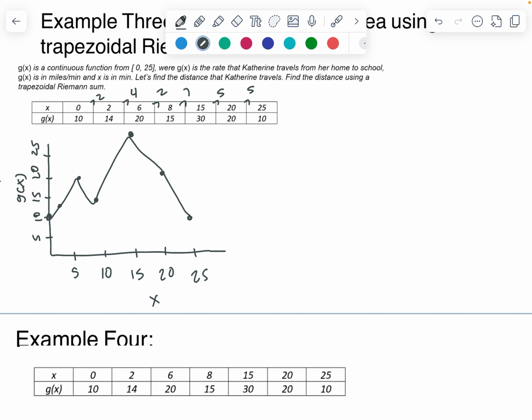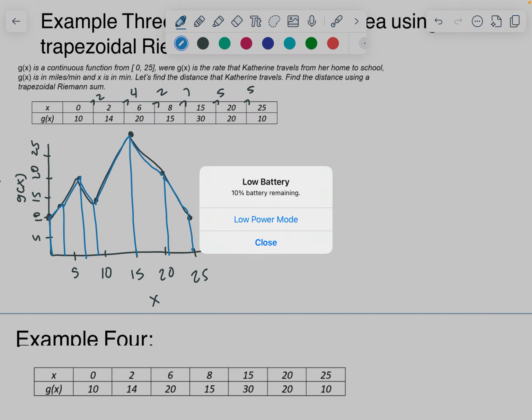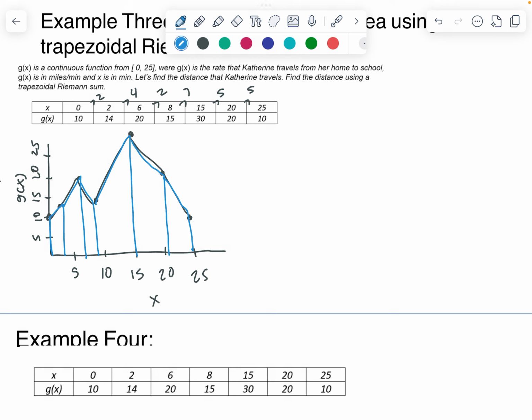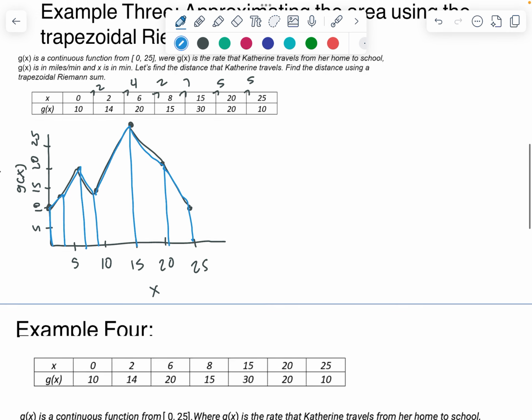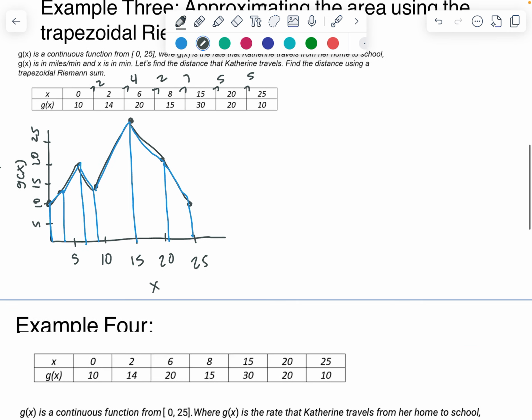So I'm going to go ahead and draw some trapezoids now. My first trapezoid is going to be this one, and then this one, and then here, here, here, and then here. Notice a lot of trapezoids are bigger than others, but we just have to use the intervals that we're given, or else we won't have anything else to go off of. So from here, I'm going to go ahead and approximate.